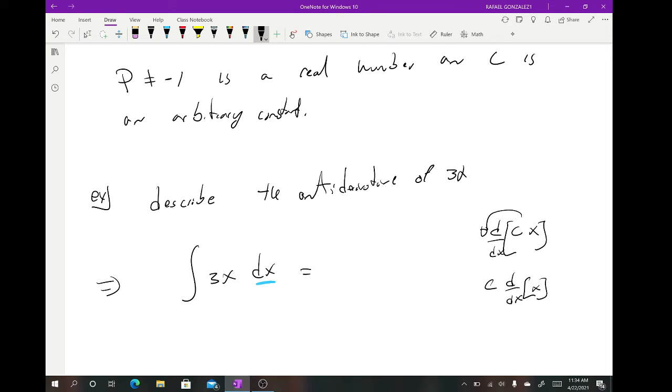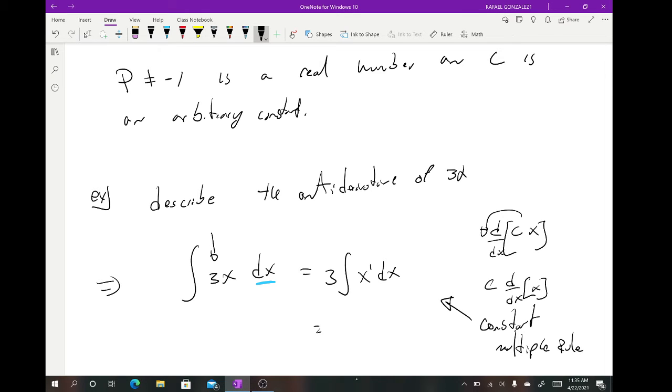The same thing is true with the antiderivative. So because I'm only looking for the antiderivative of 3x, I could pull out this 3 to the outside of the integral symbol. So what I really have is 3 times the integral of x dx. This is called the constant multiple rule. It's the same name as for when you take derivatives.